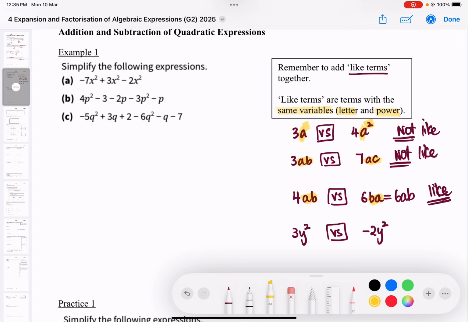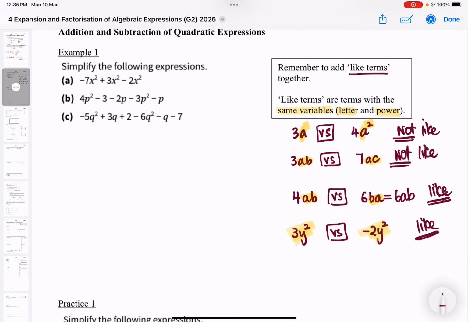In the last example, we have 3y squared and negative 2y squared. Both terms contain y and the power is both squared. Therefore, these are considered like terms. So, the first thing to do when we are adding or subtracting quadratic expressions is to check which are the like terms. So, we can only add together like terms.